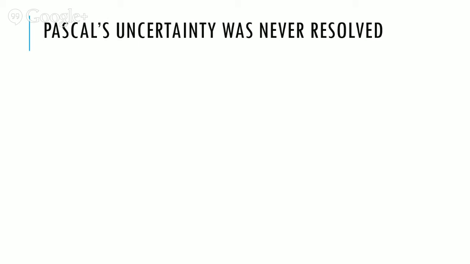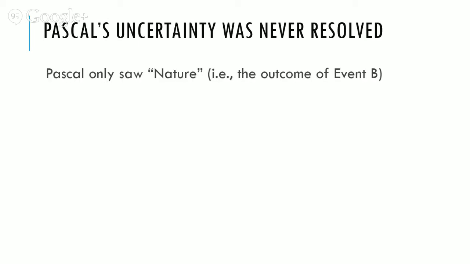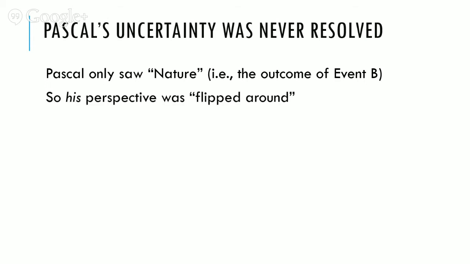So this is sort of Blaise Pascal's confusion about the world, which apparently was never resolved, because these quotes I'm reading about Pascal came from his notebooks published after his death, and he seems to have not figured this out. So he only saw one thing. He saw some empirical evidence. He saw, quote-unquote, nature, which is the outcome of event B. He saw that it was wondrous or it wasn't wondrous.